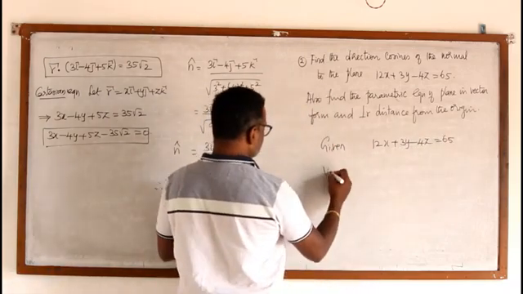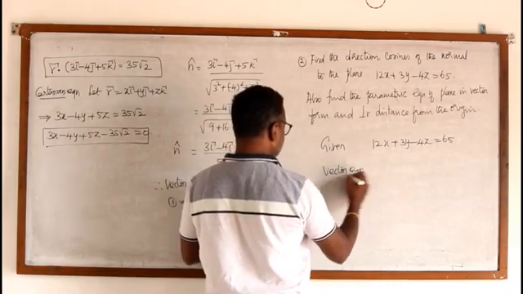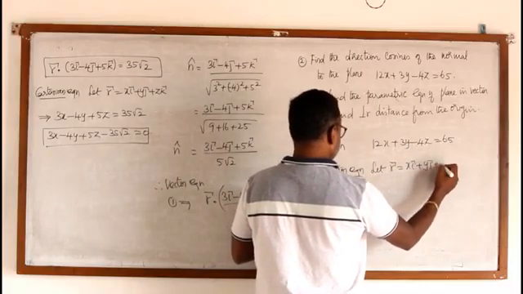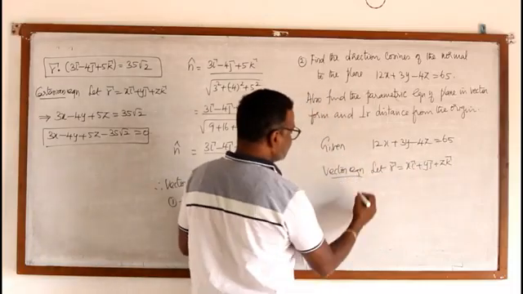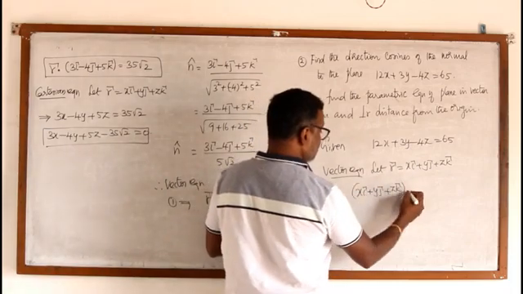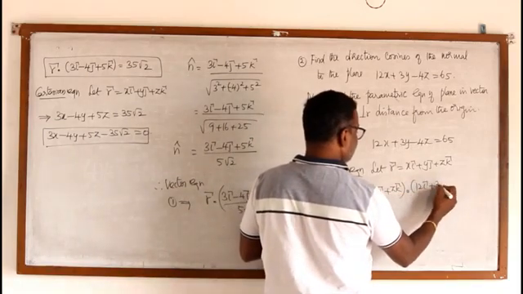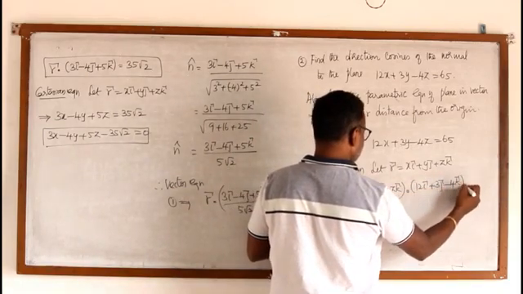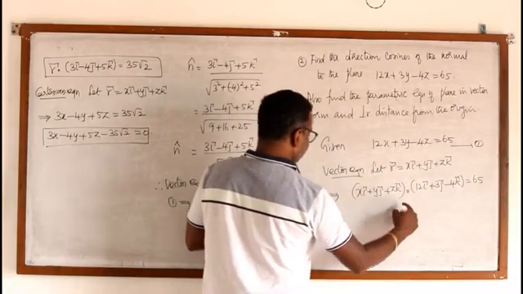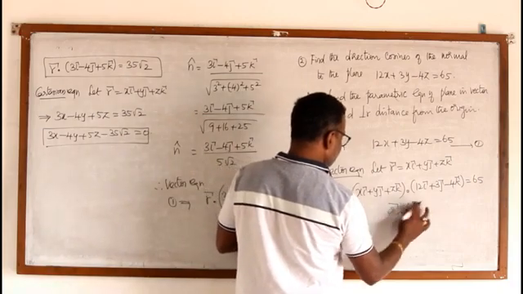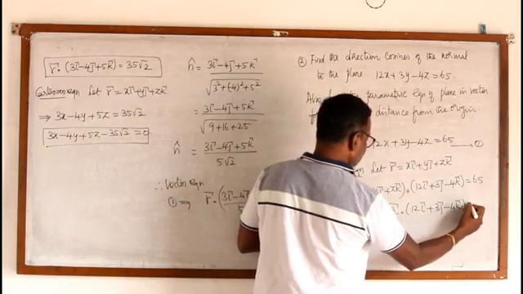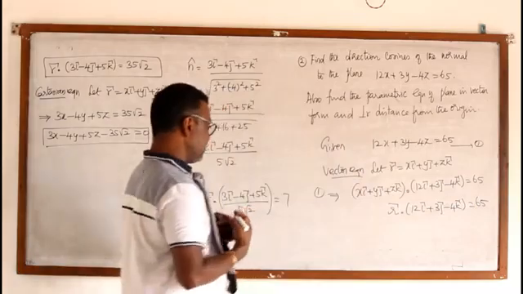So in reverse, first I am going to find out the vector equation. Let r vector equal to xi plus yj plus zk. Then I can write this as xi plus yj plus zk dot 12i plus 3j minus 4k equal to 65. So instead of xi plus yj plus zk I can write r dot 12i plus 3j minus 4k equal to 65. This is the vector equation.